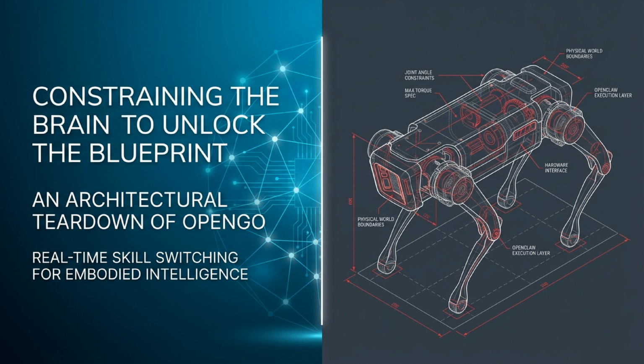Welcome, everyone. Today, we're doing an architectural teardown of OpenGo. We're going to explore a massive challenge in robotics. How do we give a robotic dog real-time skill switching and embodied intelligence without it completely losing control? Our core theme today is simple. To unlock true potential, we actually have to constrain the brain.